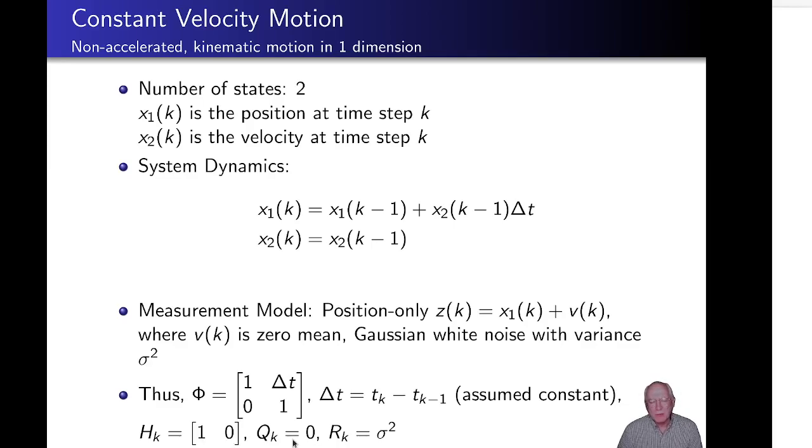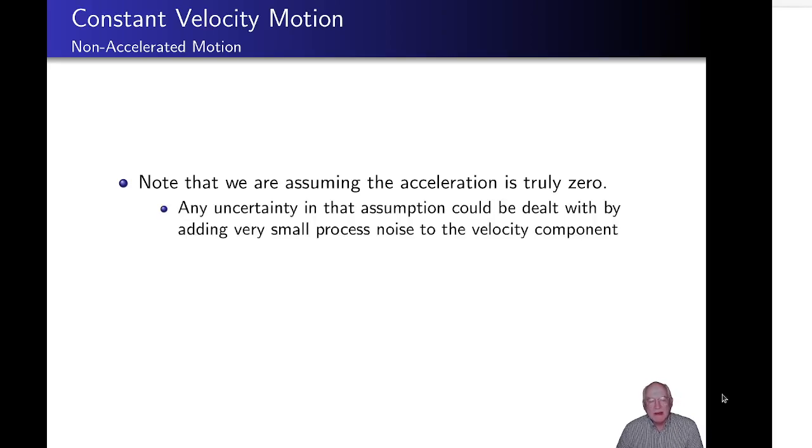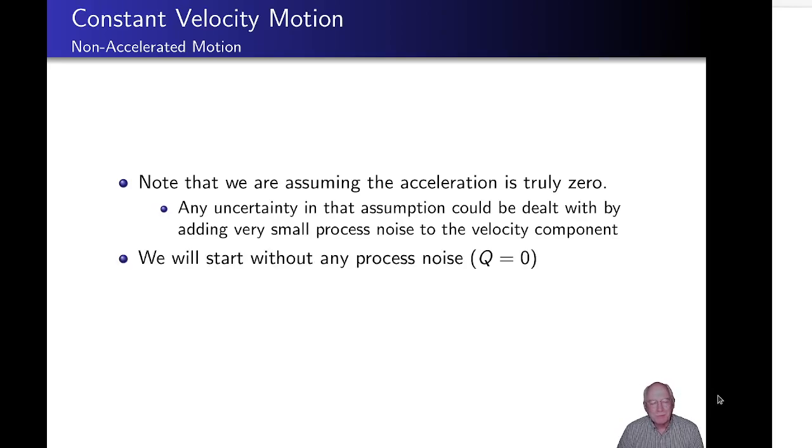For our first simulation, we're going to assume that the process noise is 0, but we still have some measurement noise. Later, we'll ramp up the process noise. Even though we're assuming the acceleration is truly 0, if that were not the case in the real world, we could put some process noise into the velocity component and compensate for that, even without having an explicit acceleration model. As I mentioned, we're not going to deal with any process noise in the beginning, and we will add in some process noise.